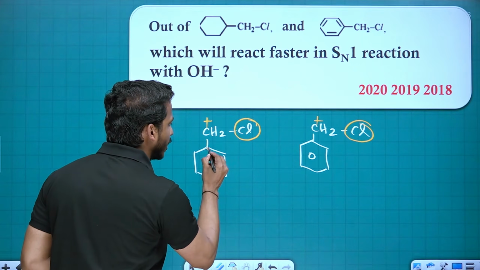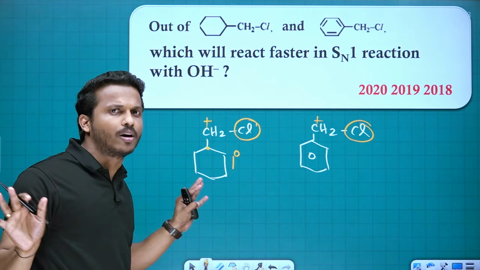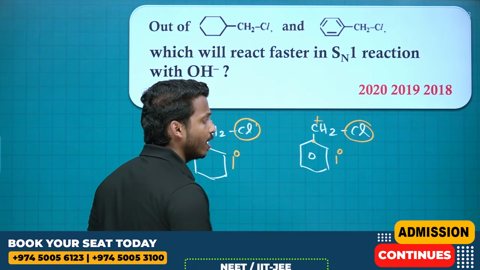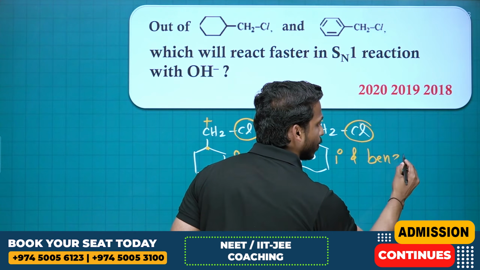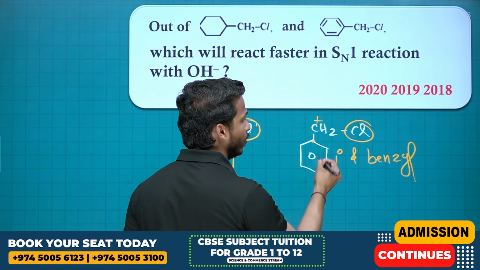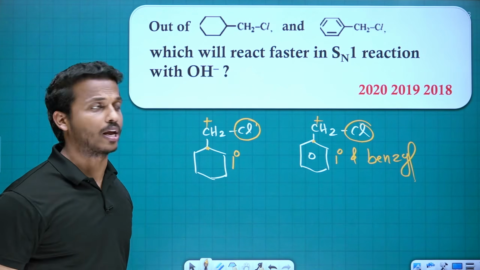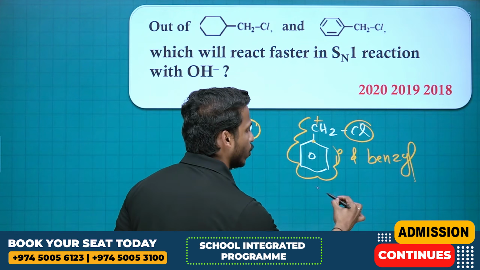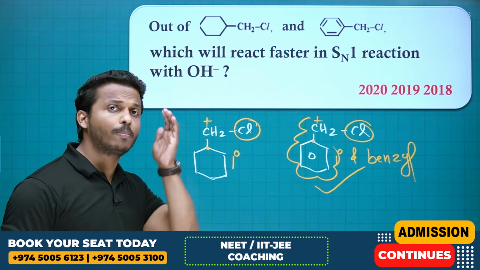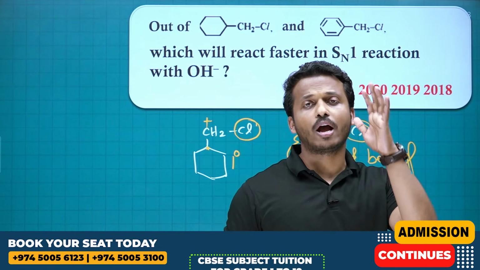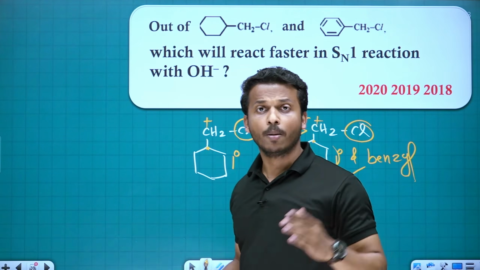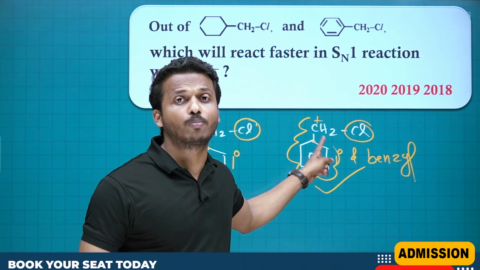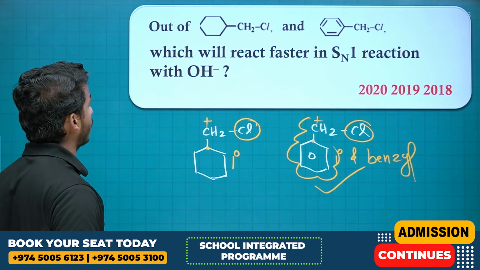This carbocation is connected to only one carbon, so it is a normal primary carbocation. But this carbocation is connected to one carbon, it's primary as well as a benzyl carbocation. This is benzene with a CH2, called a benzyl carbocation. It is more stable due to what? Resonance. So this will undergo reaction faster. For the SN1 mechanism, basically you have to go with tertiary, secondary, primary. But here both are primary. Then you check which is more stabilized. This one is more stabilized because of the stability of the carbocation.